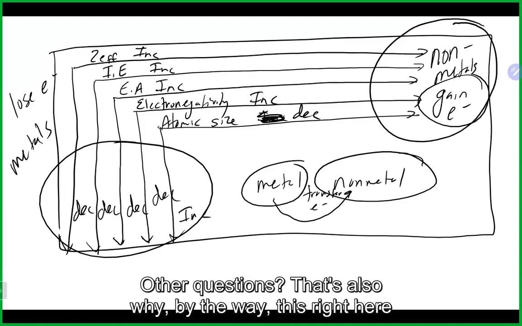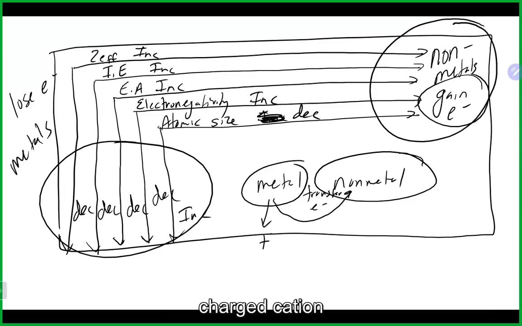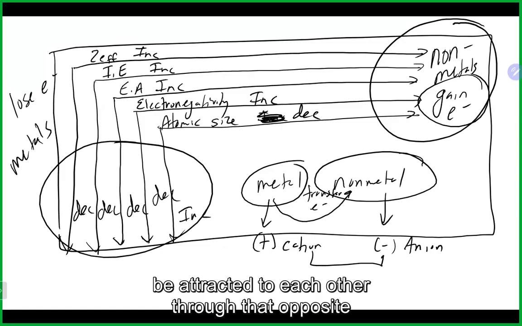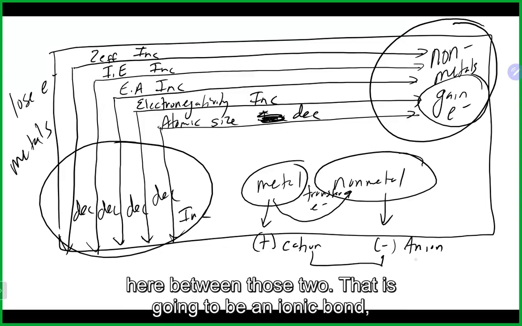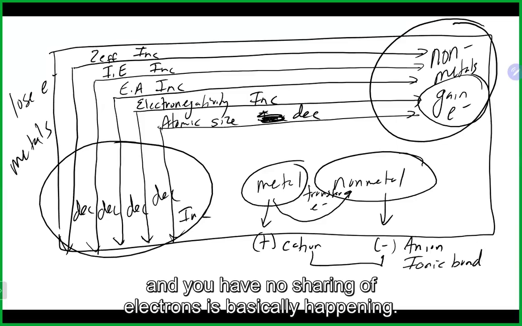Other questions? That's also why, by the way, this will result in the metal becoming positively charged, a cation, and the non-metal becoming a negative anion, and they will be attracted to each other through that opposite attraction. No sharing of electrons is actually happening between those two. That is going to be an ionic bond, and you have no sharing of electrons.